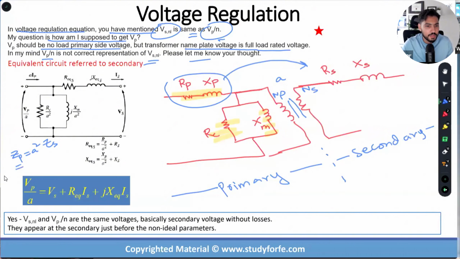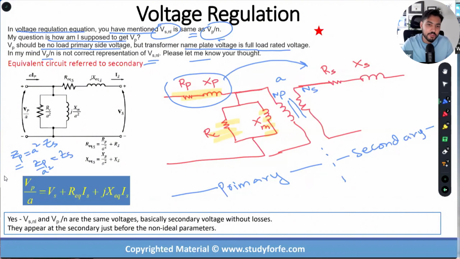So this primary impedance, if I want to convert it onto the secondary, it's going to be Zp divided by A square. Not Rp by A, there's a square. When we're dealing with resistance and impedance, it's square. When we're dealing with the voltages or current, it's a simple A.